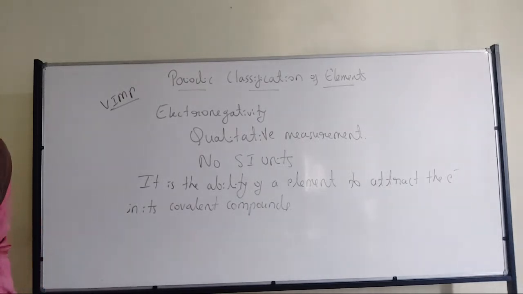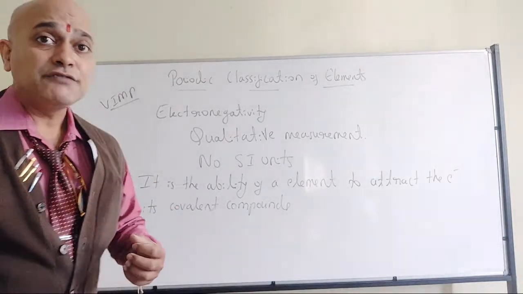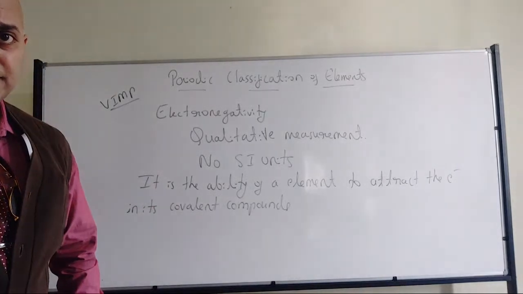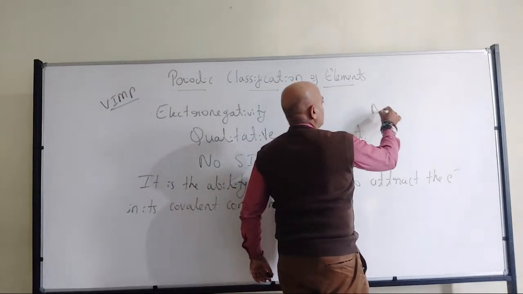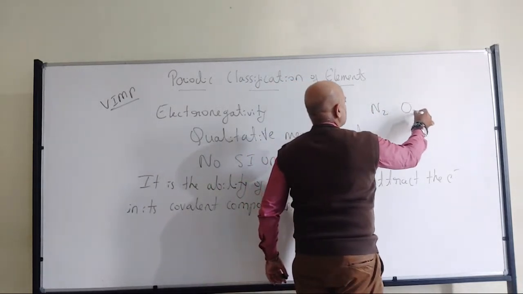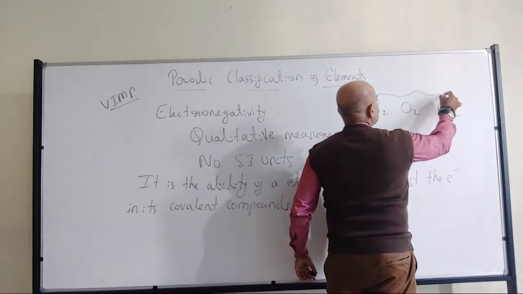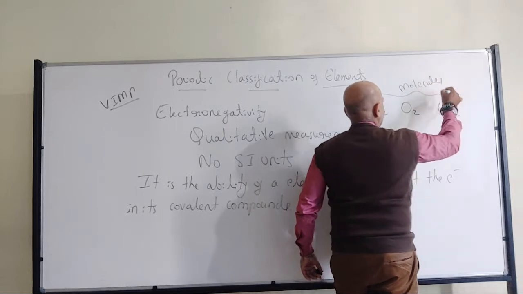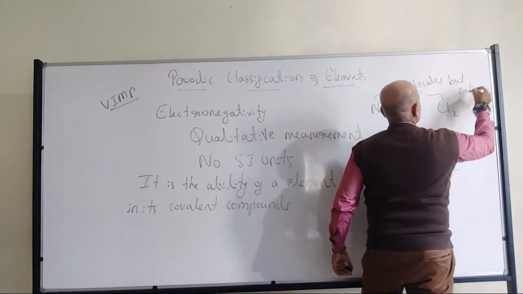So what do you mean by compound? Compounds are those molecules which are made up of more than one type of element. Right? Say, for example, I have nitrogen, oxygen, chlorine. All these are molecules, no doubt, but not compounds.